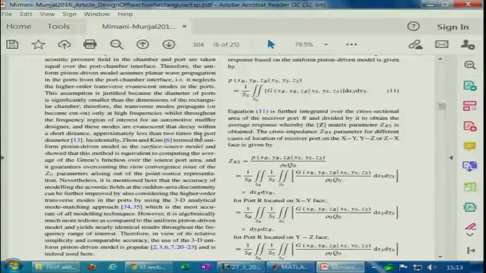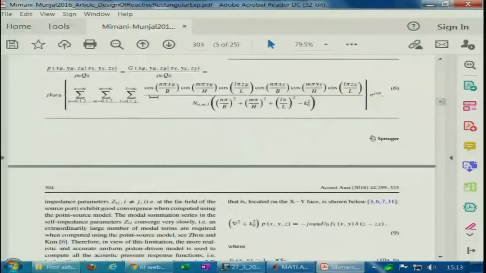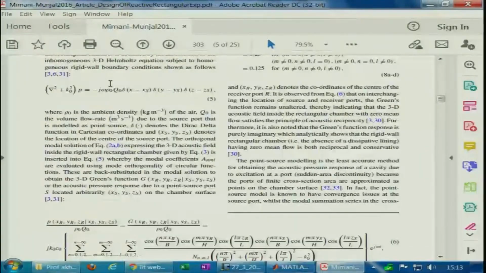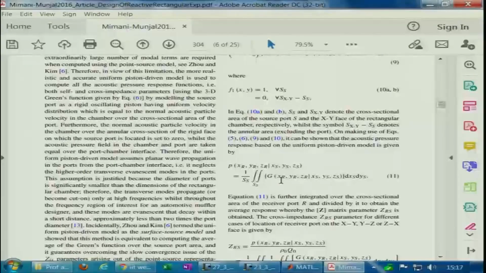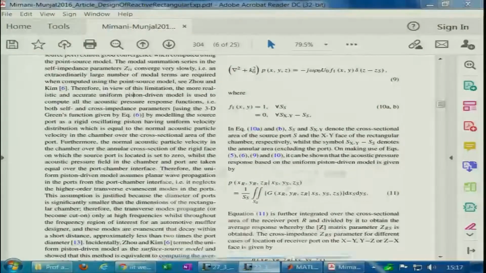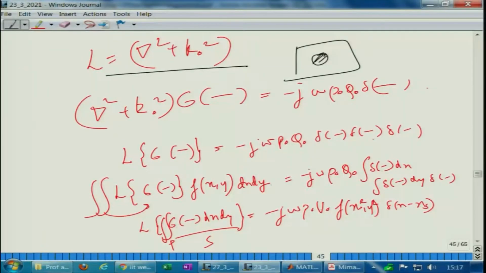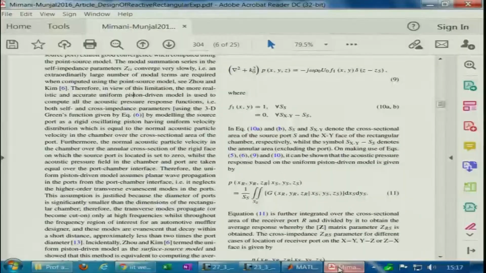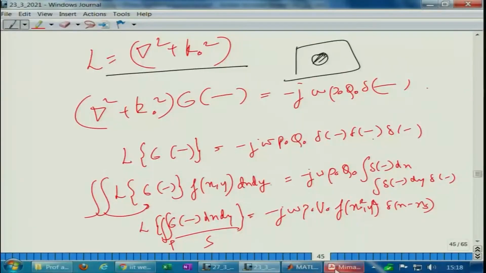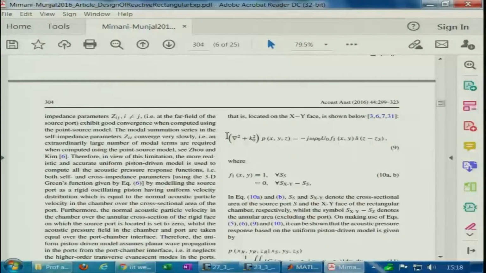So, to get the solution, we substitute this here and do the following mathematical operations. Once we do that, we will realize that if we just integrate the Green's function over the port area and divide by this thing, we will get a solution. This particular q naught, we are insisting, is u naught into the port area. So, we are taking this s inside the integral sign, and u naught into f of x r y r. So, this particular thing will be exactly the same as this equation.